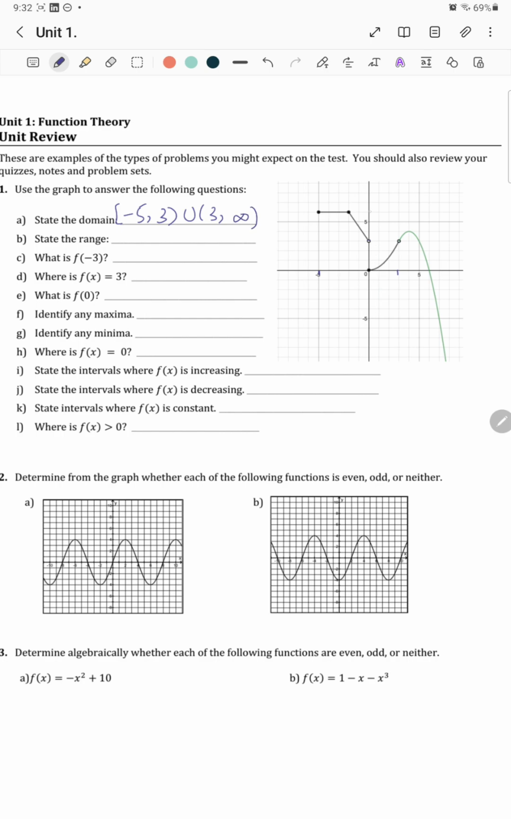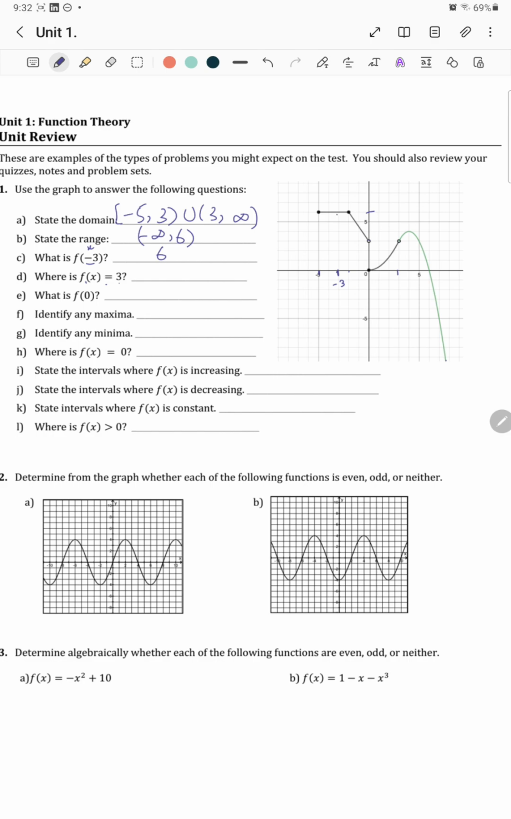Range is the y values. Y values is starting from minus infinity and going maximum to 6. F of -3 means we have to look at -3 in the x-axis. So the answer with the y values is 6.